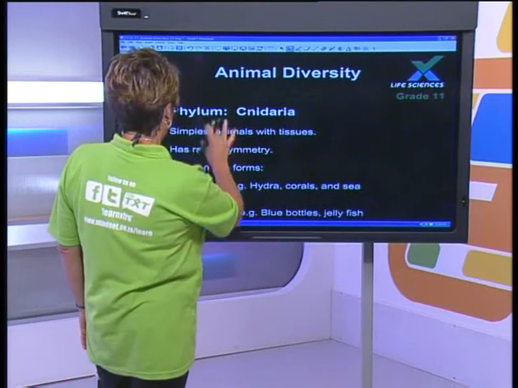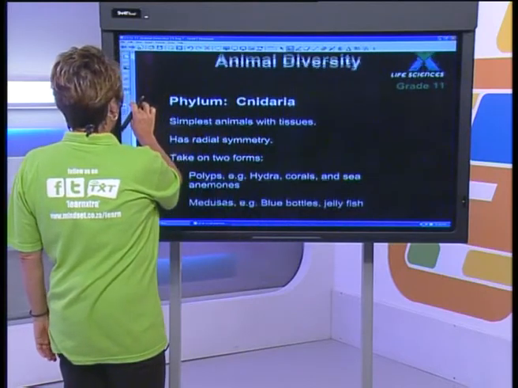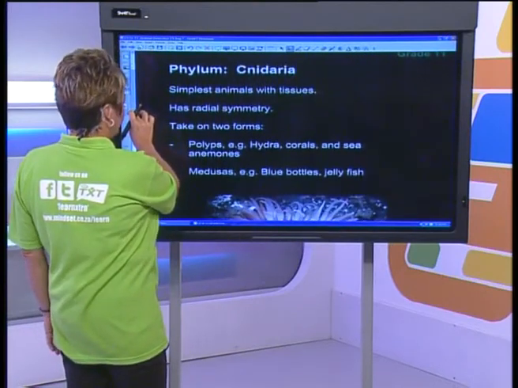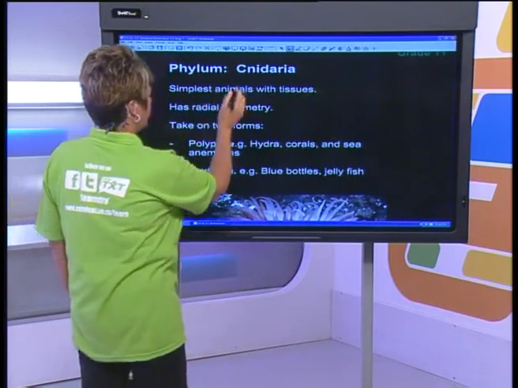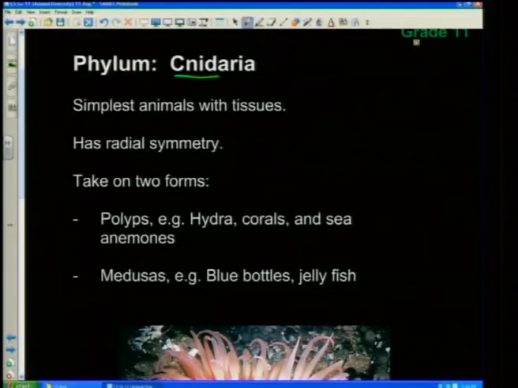Okay, sure. Guys, I'm going to run through these phyla quite quickly because I want to get to the table. We're now moving on to the phylum Cnidaria. It's a silent C, so we say Cnidaria. These are the simplest animals with tissues. They have radial symmetry. I don't need to explain again what radial symmetry is. You should know it now.